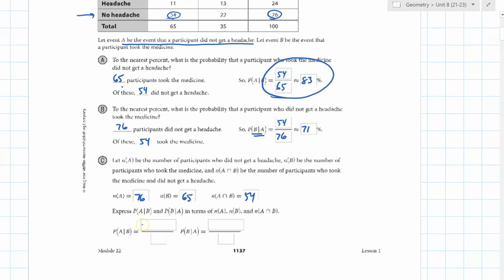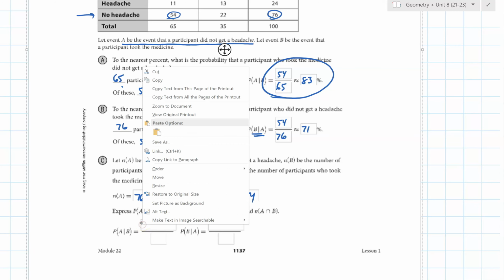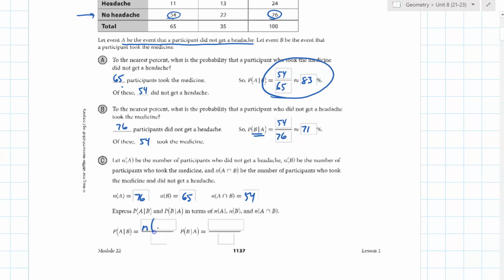So that is the number of elements in A intersect B. Because, see, we used the 54 on top, and that's A intersect B, and then we divided by 65 in the bottom. That was N of B.